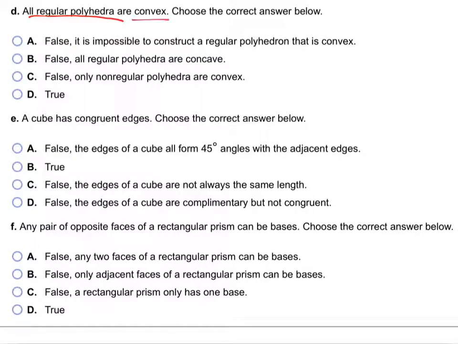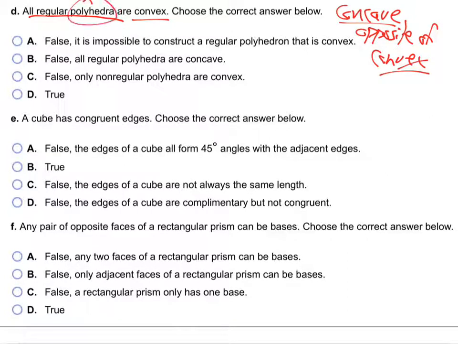All right, question D. All regular polyhedra are convex. So convex means they're not caved in, right? Concave is the opposite of convex. Remember, concave means caved in. So polyhedra, they are all convex. So that's going to be a true statement, because there's no way a three-dimensional polyhedron can cave in. All the sides are straight. They're made out of polygons, so there's no way it can cave in.